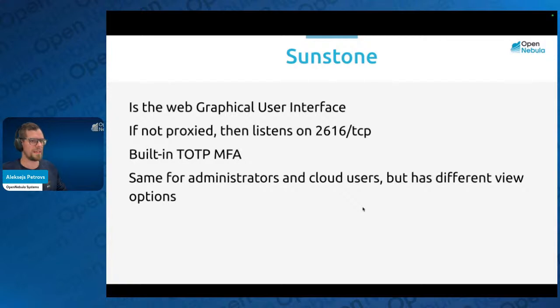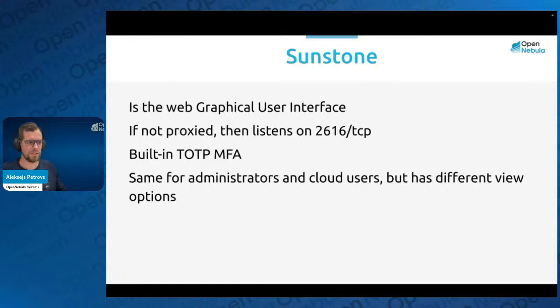Now, the first thing is Sunstone, right? That is the graphical user interface. At the moment, with version 6.10, we have two Sunstones, a newer one and an older one. You can still run them both, but a transition to the Sunstone that runs on port 2616 is highly recommended because you'll get a more modern user experience. What else does it have?